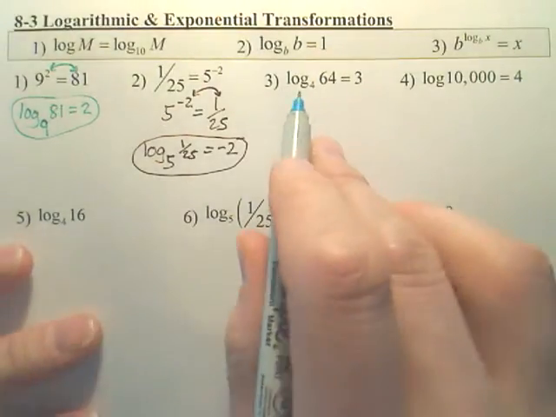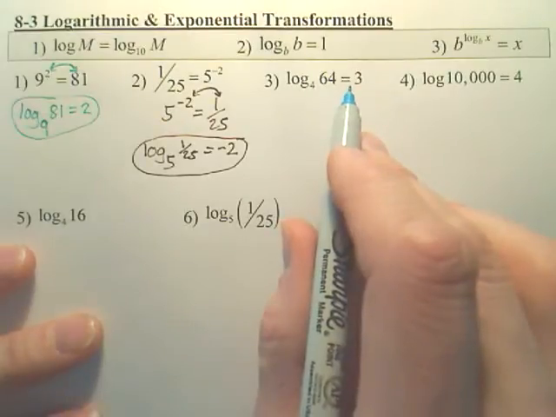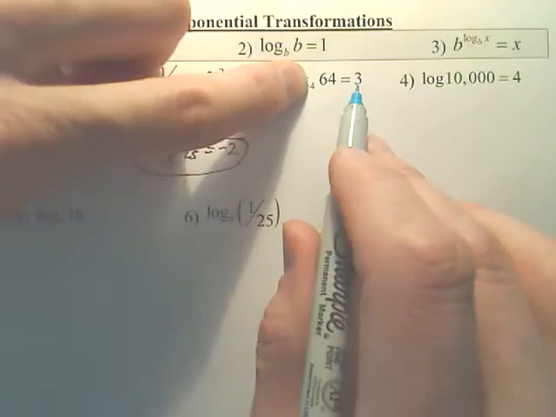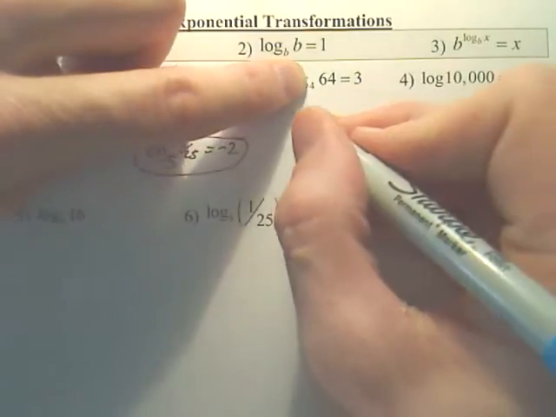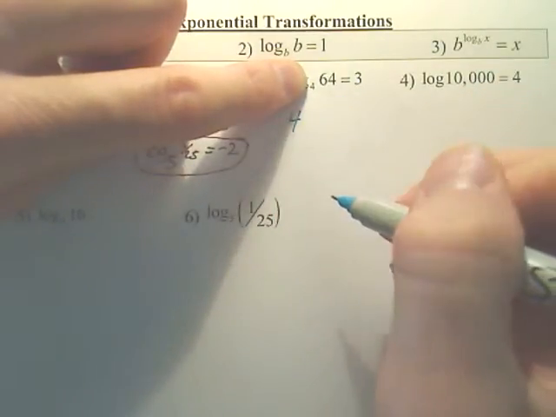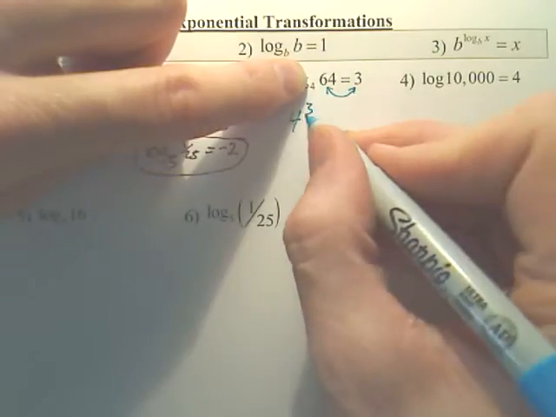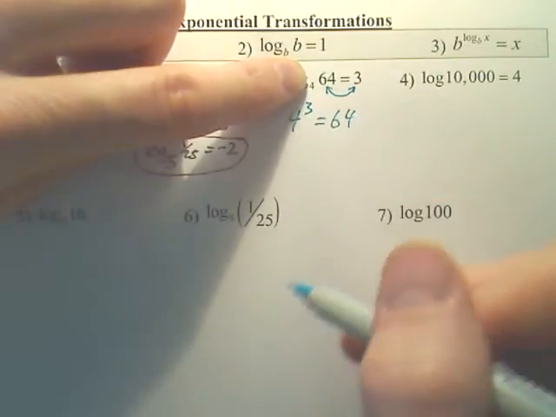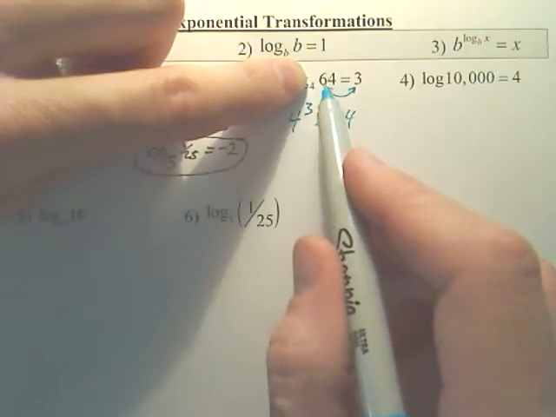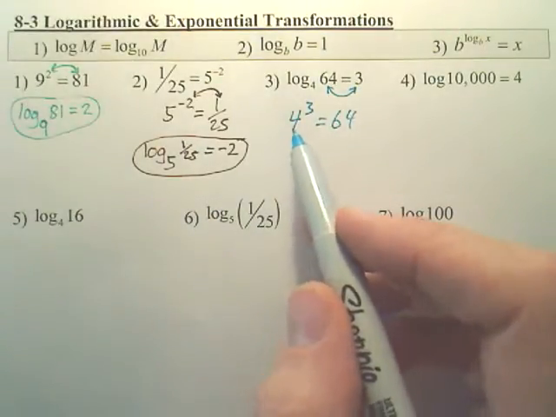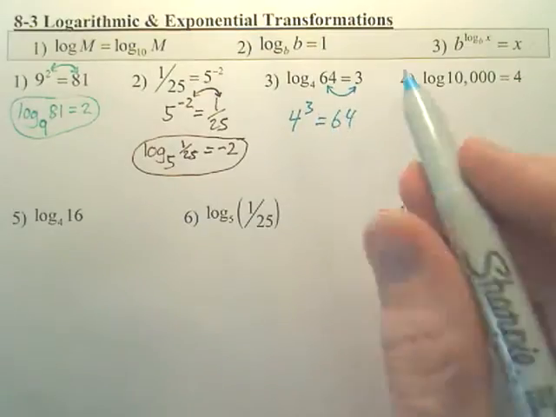Number 3, I want to change this into an exponent. So to change it into an exponent, I drop the log, so cover it up. And then I switch these two. So again, I cover up the log and switch the 64 and the 3. There's my answer. And is that true? Is 4 to the third 64? Yeah.